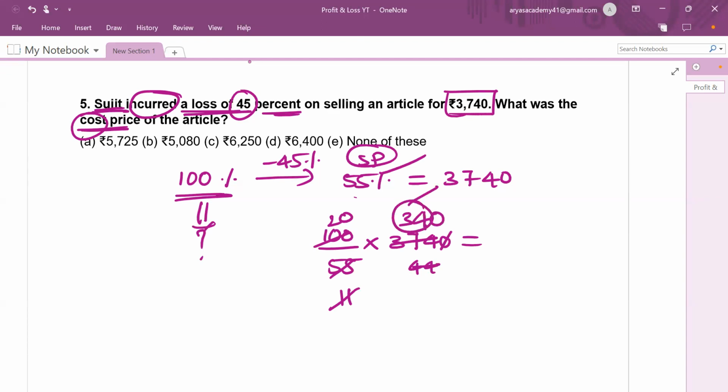So 34 into 2. 34 2s are how much? 68. Here 1 0 is there, and here there is another 0. So in the answer, I get 2 zeros additionally. So the overall or final answer will be 6,800 rupees. Again, which is not among the given options. Hence, the correct answer obviously has to be none of these. The correct answer is 6,800.